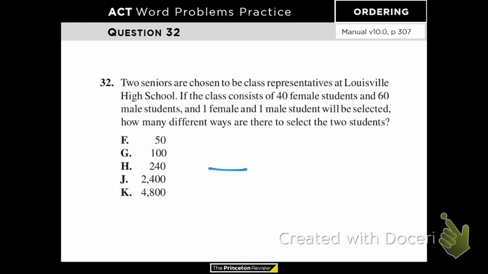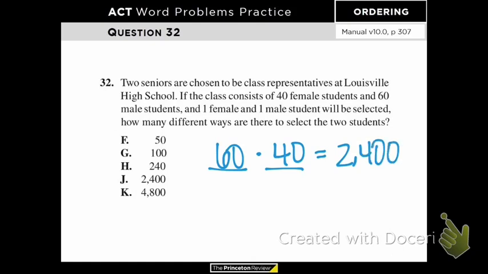So I've got 1 male, 1 female, right? There are, let's see here, 60 options for the male, 40 options for the female. I'm just going to multiply those together to get 2,400 different options. J.